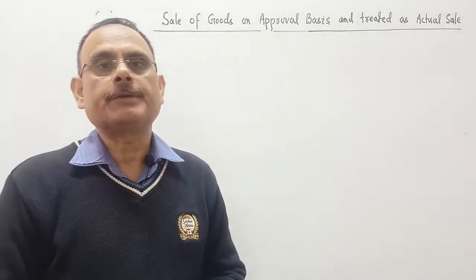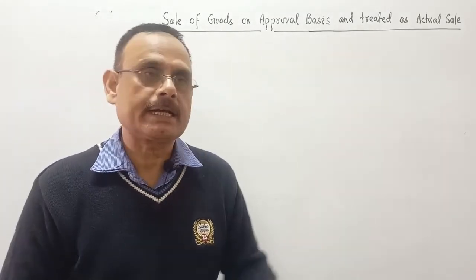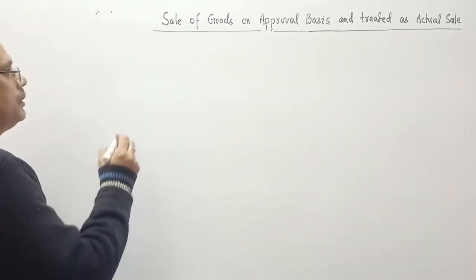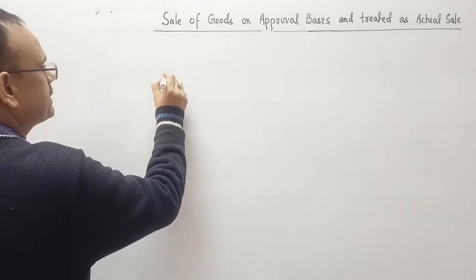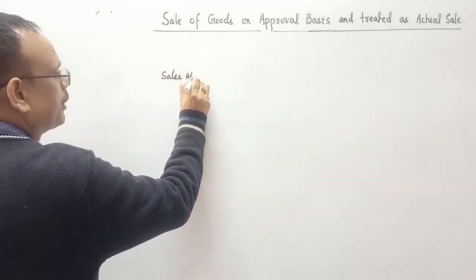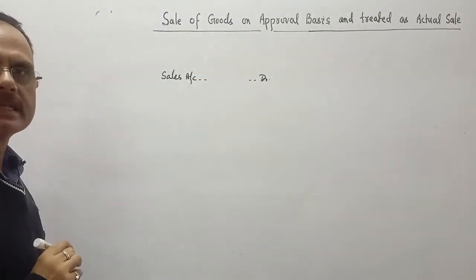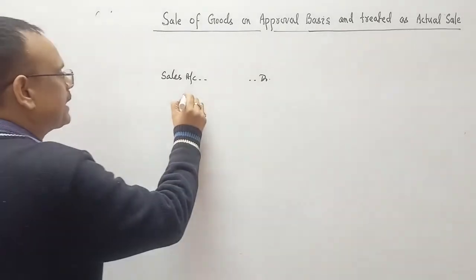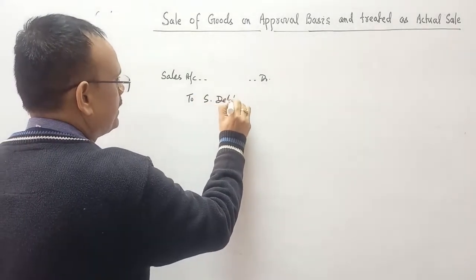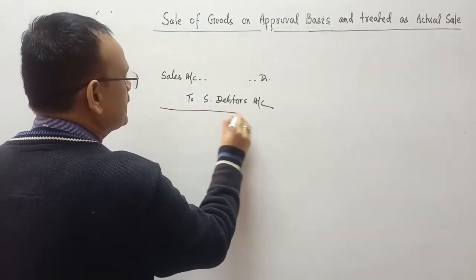So what we'll do when we prepare the financial statement, this should not be treated as a sale, but the accountant has treated it as a sale. So we'll reverse that entry first. Sales account will be debited, because the accountant has credited the sales account. So we will reverse it, and sundry debtors account will be credited. We have to do the reverse treatment.